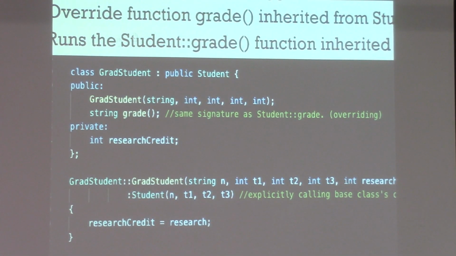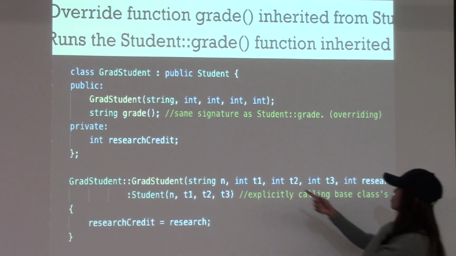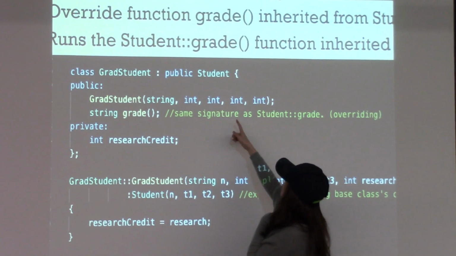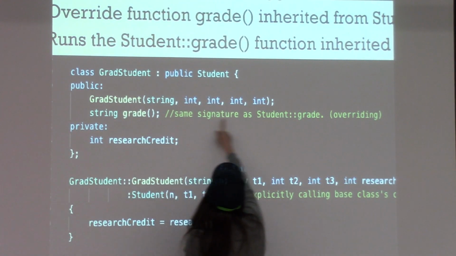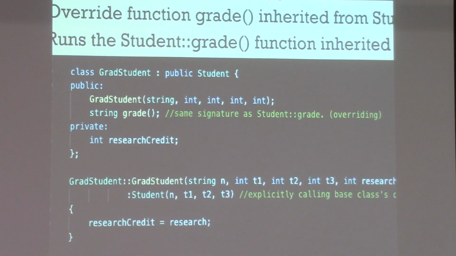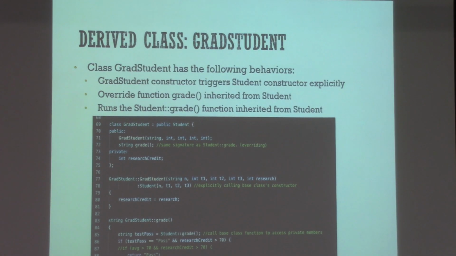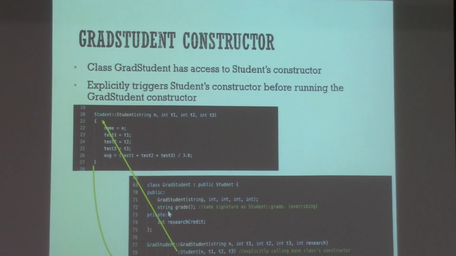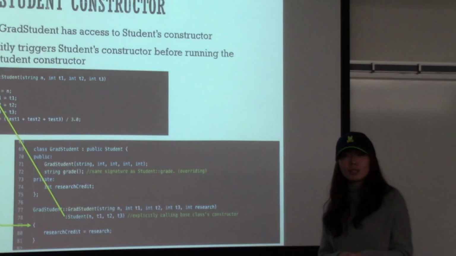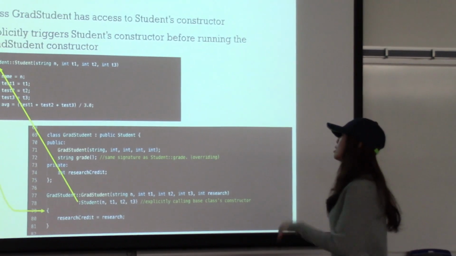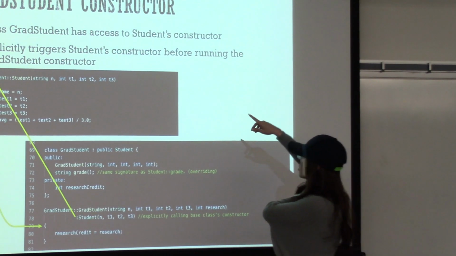If you just focus on that, we have three behaviors: adding a new variable, research credit, creating its own constructor, and overriding an existing function. Now let's look at the constructor first. Class grad student does not inherit the constructor. Constructors, destructors, and some operators do not get inherited. However, it does have access to the student constructor.